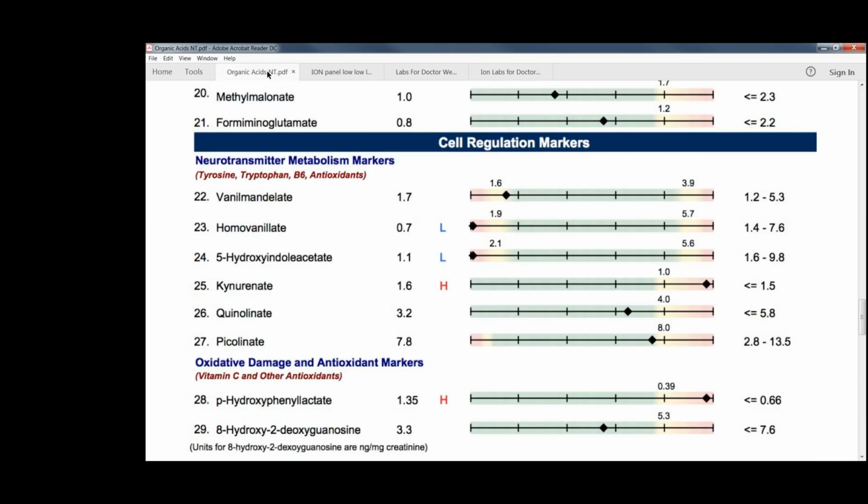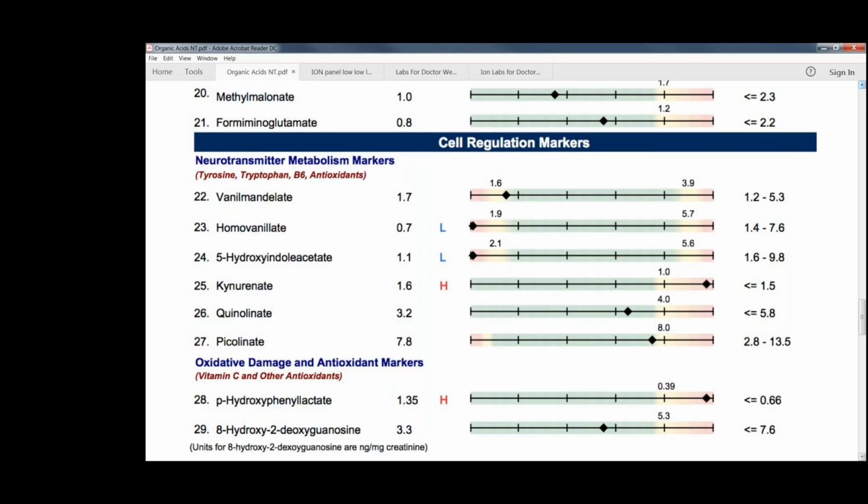Okay, so let's look at kynurenate again. You see number 25, kynurenate is high. So if kynurenate is high, that can mean one of two things. Remember, kynurenate can go up in the liver if there's a B6 deficiency, or kynurenate being high could mean that the brain is inflamed, or it could be both. Again, this took me over 2 years to understand the full implications of what I'm talking about tonight.